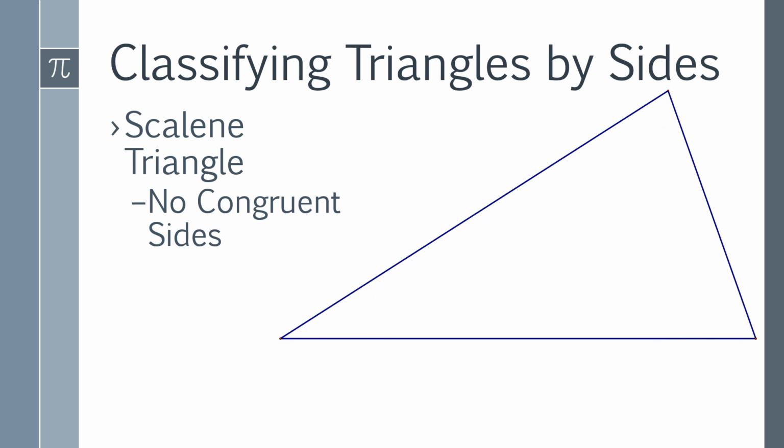Okay, our last type of triangle has no equal sides, no congruent sides. So you either have all three are equal, just two are equal, or none are equal when classifying triangles by sides. This is scalene. That's how we pronounce this, scalene.